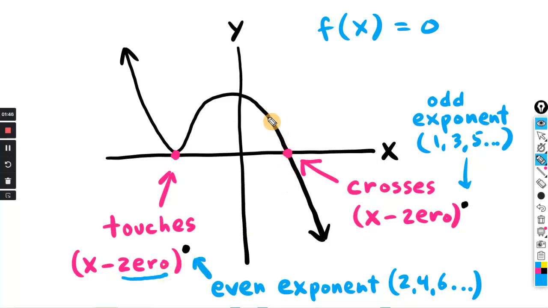And if the graph crosses right through the x-axis, the exponent on that binomial is going to be odd, in other words 1, 3, 5, and so on. By the way, if there's no exponent on the binomial, it's automatically a 1. So try to remember, if it touches or bounces off the x-axis, that's an even exponent. If it crosses right through the x-axis, that's an odd exponent. And for each binomial, we find it by doing x minus whatever that zero is.